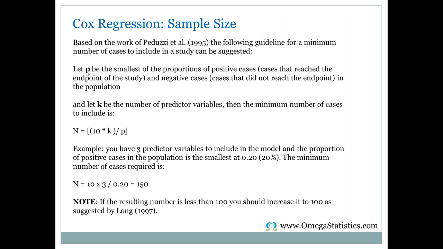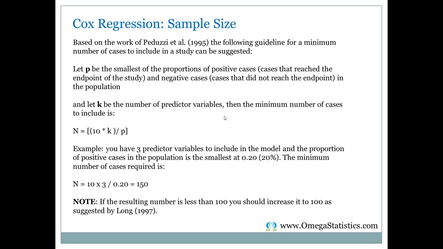He said let P be the smallest of the proportions of positive cases, so cases that reach the endpoint of the study, or negative cases, cases that did not reach the endpoint in the population. So you're going to look to see how many people went all the way through the study and completed it and didn't have the event, and then how many people did have the event by the end of the study. And then you're going to take the smallest proportion. Typically the smallest is going to be the ones that reach the endpoint, because probably over 50% are going to drop out. You're hoping, so you can get that good median survival, right?